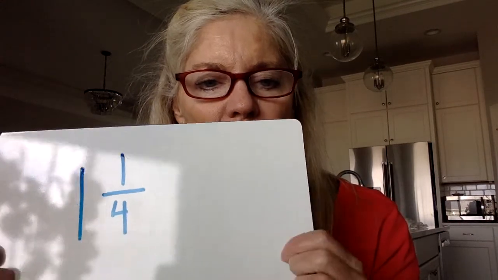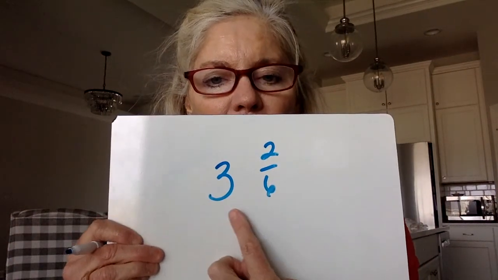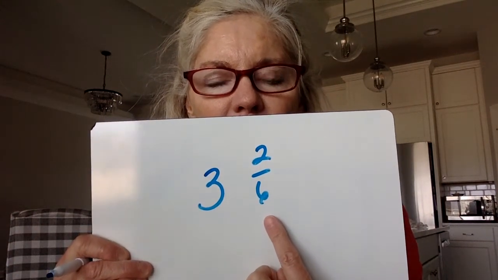So first off, let's remember what a mixed number is. A mixed number is a mix of a whole number and a fraction. So 1 1/4 is a mixed number because it's got a whole number and it's got a fraction. 1 1/4. That's a mixed number. Okay? Another mixed number is 3 2/6. That's a mixed number because you've got your whole number and then you've also got a fraction. Okay? Mixed number. That's all it is.